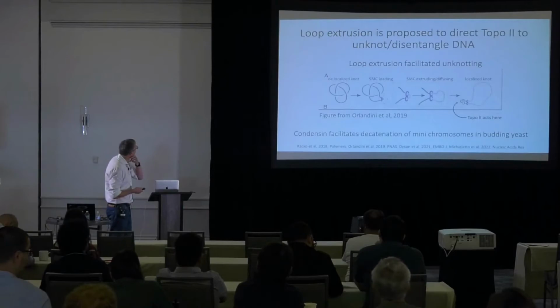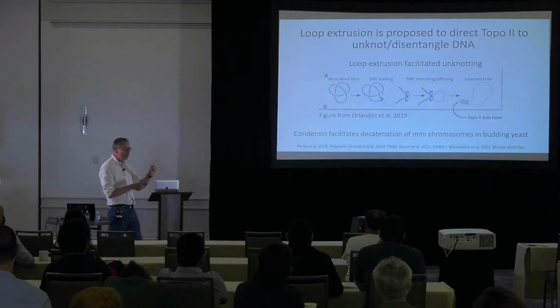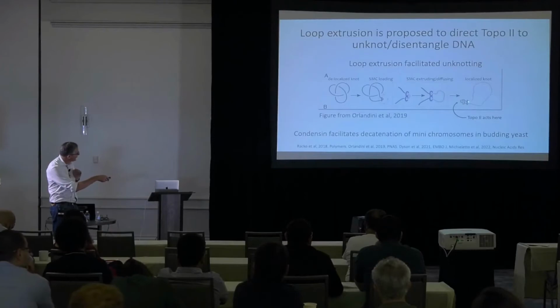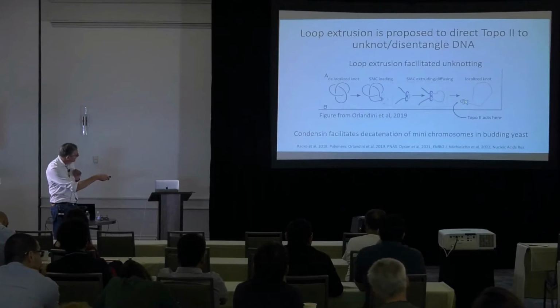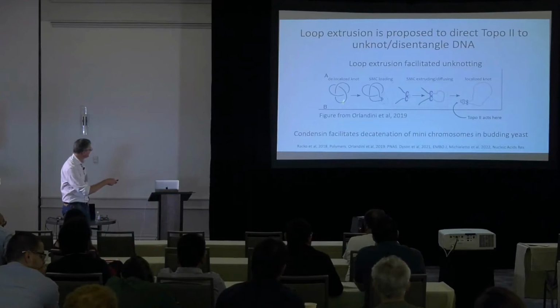And there are some really interesting ideas from Orlandini and others. Several ideas have been proposed, that loop extrusion, which strictly acts in cis, could actually localize knots and catenations to specific places, and now topo 2 knows what to do when it acts. Right, for instance, in front of an extruding cohesin, where the knot of this molecule gets localized in front of the machine, topo 2 knows which strand to pass, and it will lead to a topological simplification of these molecules. Okay, that sounds like an interesting idea, and by polymer simulations, it works.